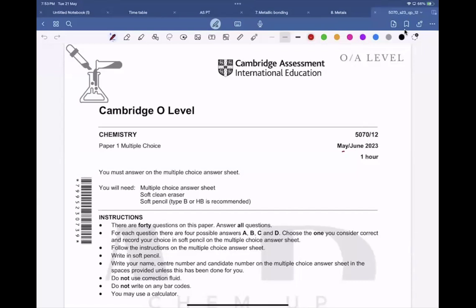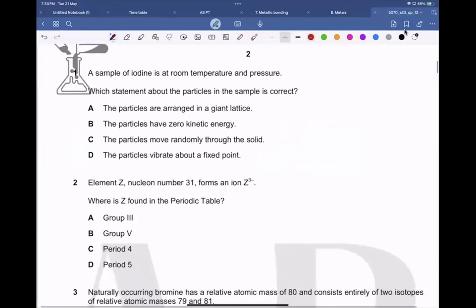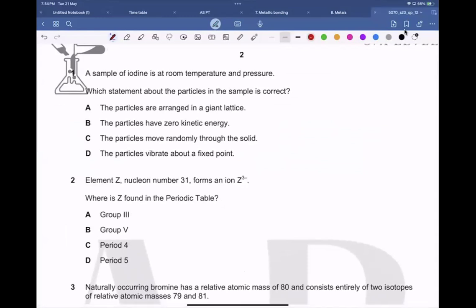Today we are going to start May-June 2023 paper 1-2. Let's start with question number 1.